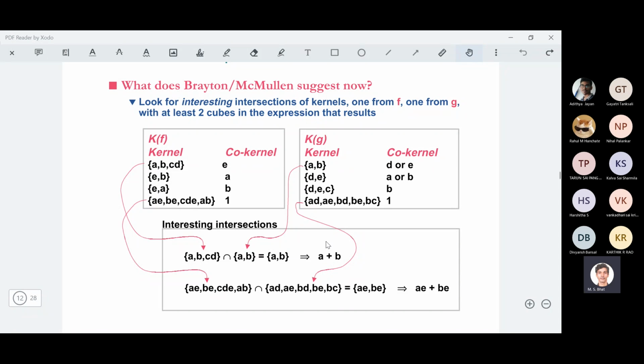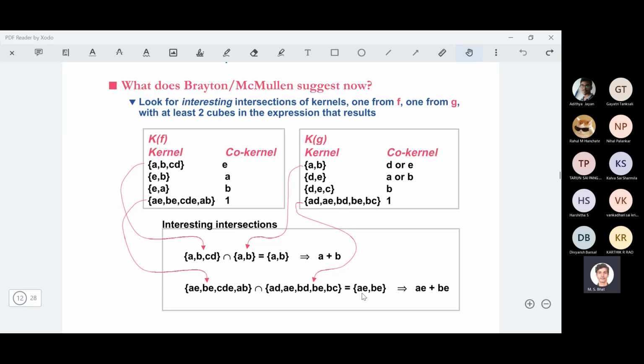So this becomes the common divisor for F and G. Okay, this becomes common multiple cube divisor for F and G. Similarly, when I intersect the last kernel of F, that is AE plus BE plus CD plus AB, that is the function itself, with the last kernel of G, that is AD plus AE plus BD plus BE plus BC, which is actually the function itself. So when you intersect these two, you get the intersection as AE plus BE.